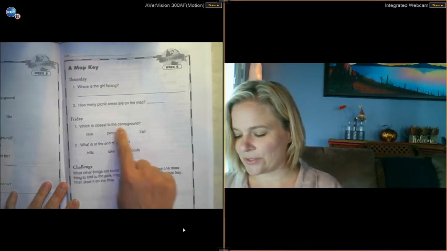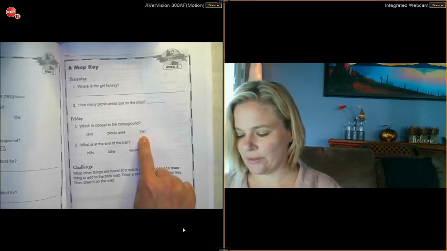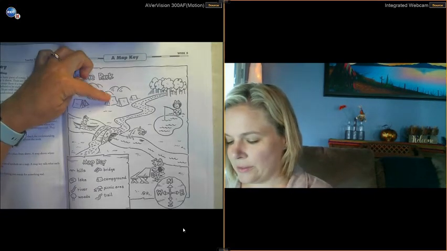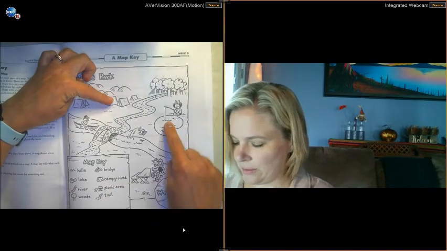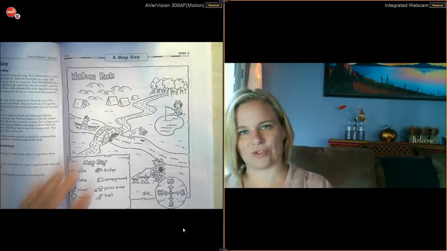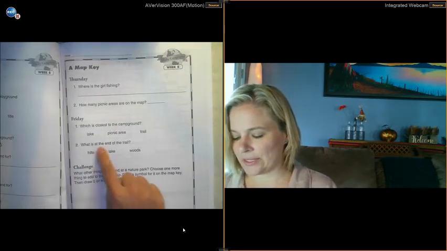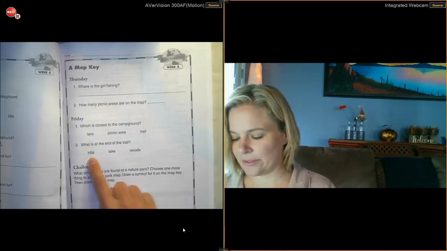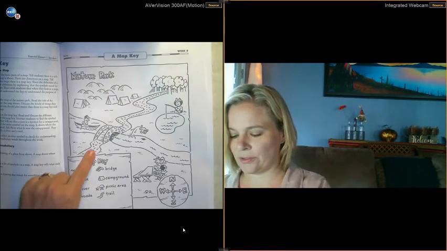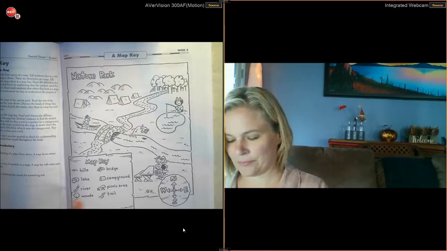Which is the closest to the campground? The lake, the picnic area, or the trail? If we're at the campground, is it the lake, the picnic area, or the trail? Looks like the trail is the closest. You can circle that. What is at the end of the trail? Are there hills, lake, or woods? If I'm on the trail, what am I going to find at the end? What is that symbol? The woods.